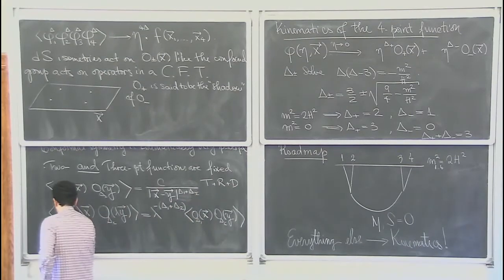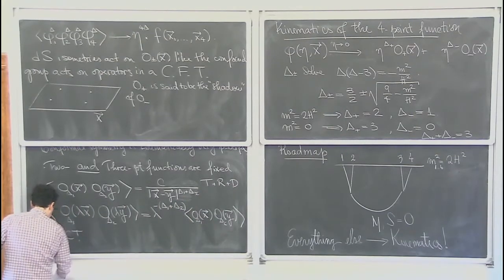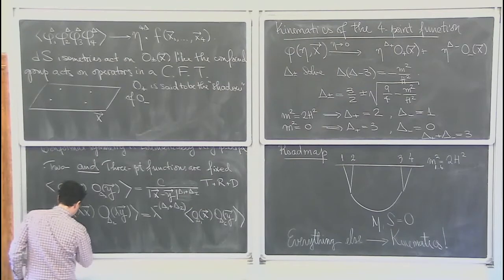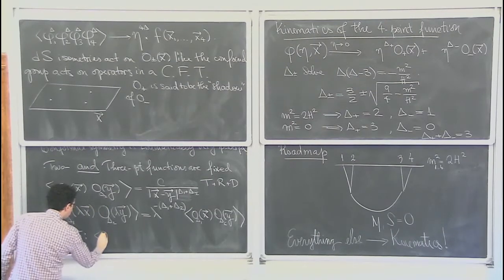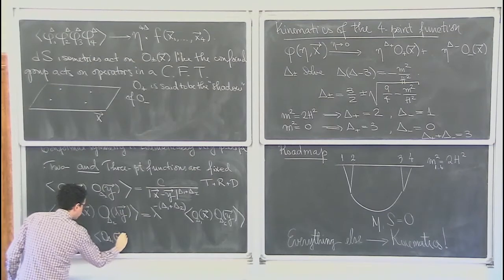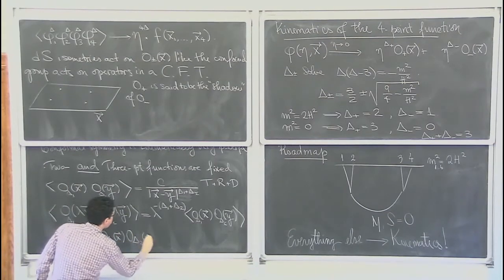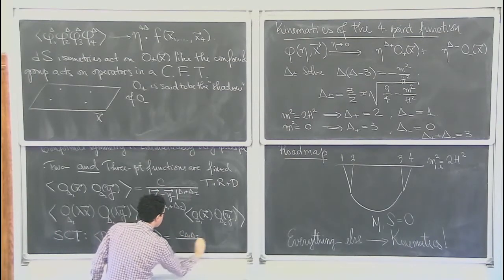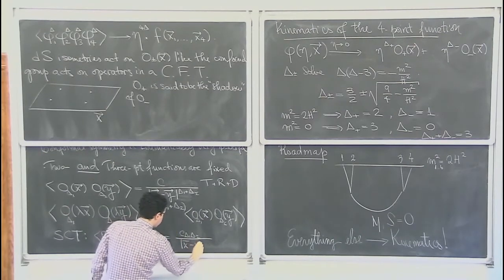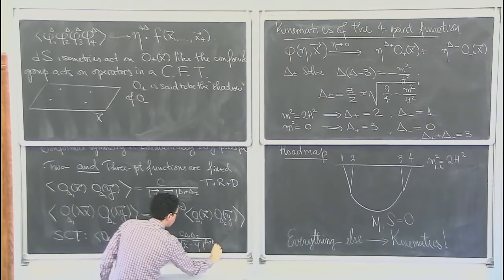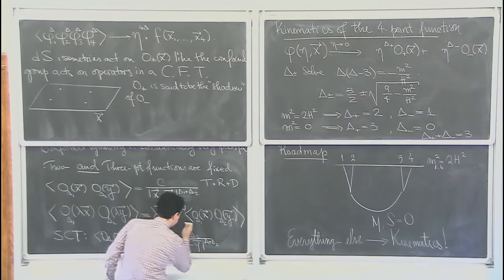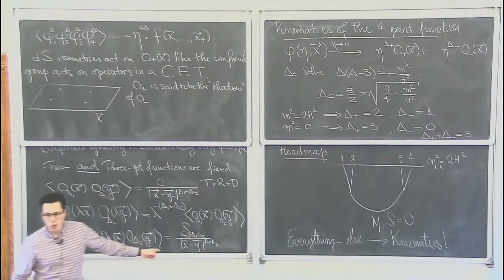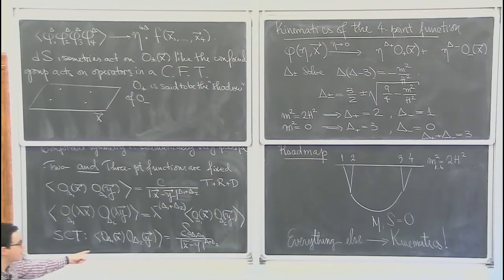Now, special conformal transformations, and I give that as an exercise. You should check that for special conformal transformations, the correlator of O delta 1 of x and O delta 2 of y equals C delta 1, delta 2 divided by the same power law, and C delta 1, delta 2 is essentially something like this. So it's only non-zero if the dimensions are the same.